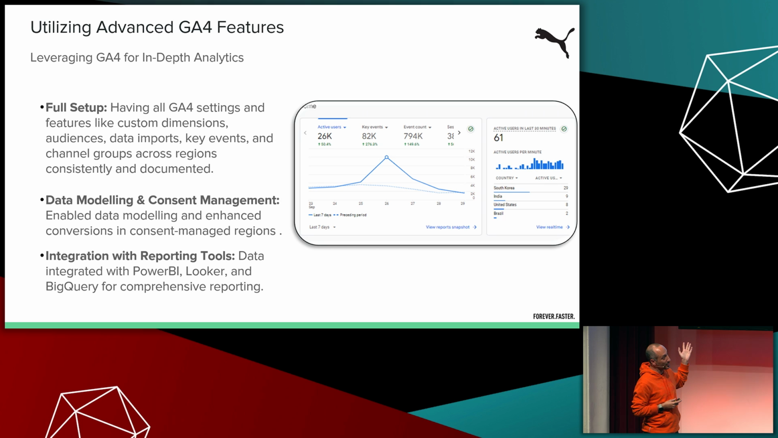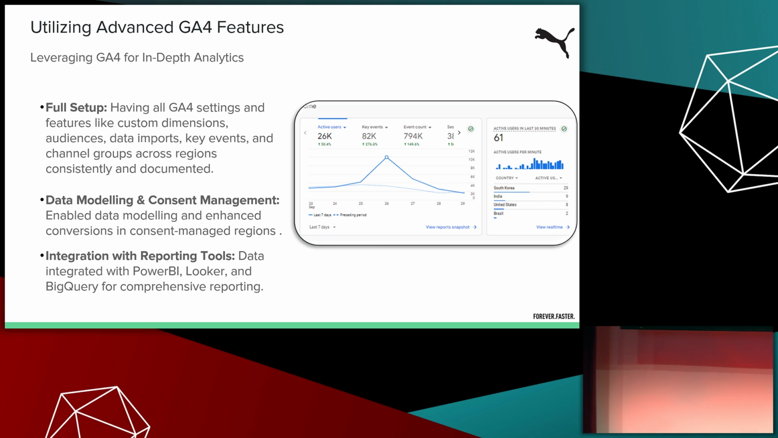So for GA4, this is not 360, this is just the standard version. The full setup is there. We used all the features that GA4 gives us, like data imports, key events, channel groups, and so on. We also created the same channel grouping, called global marketing channels, for all the regions, so that there is a common understanding, because otherwise every region could create their own channel groupings, which could create inconsistencies, especially on roll-up reports in a global setup.